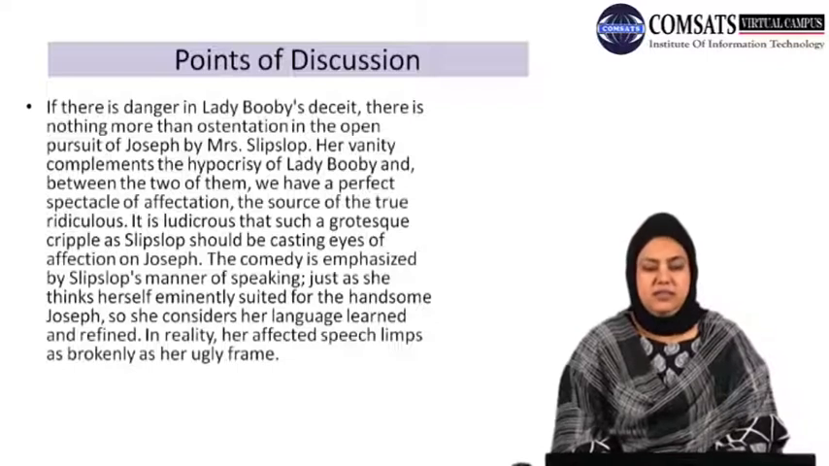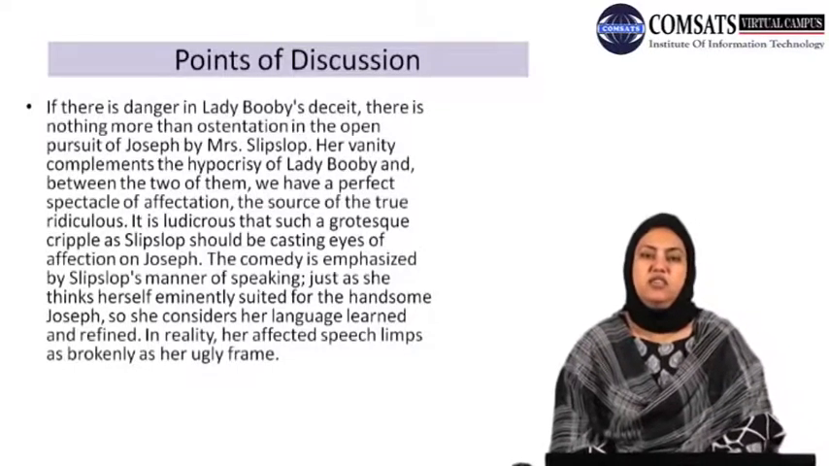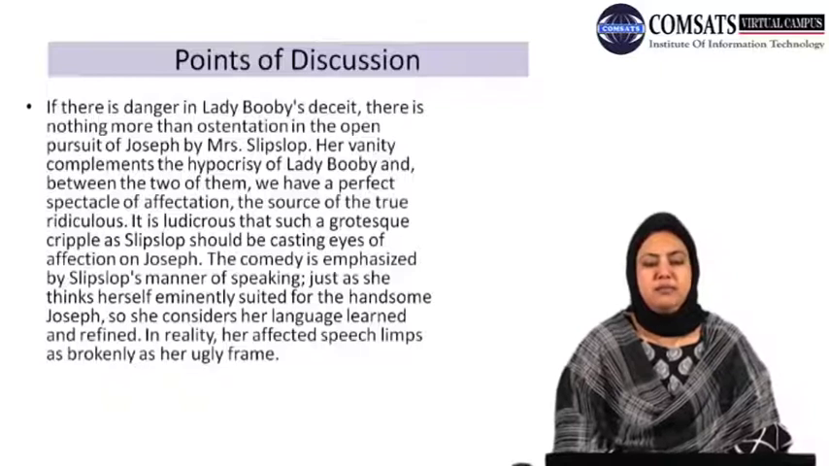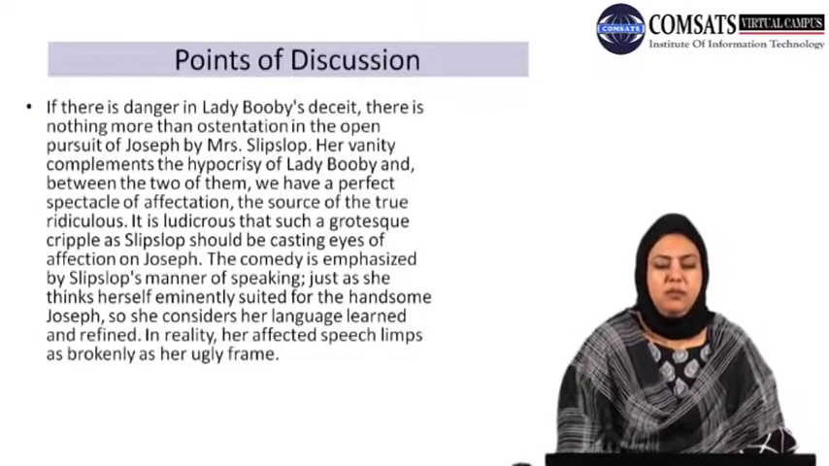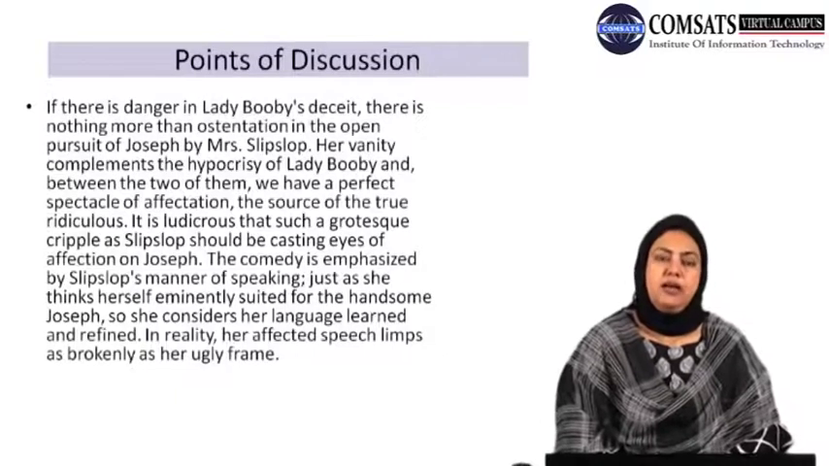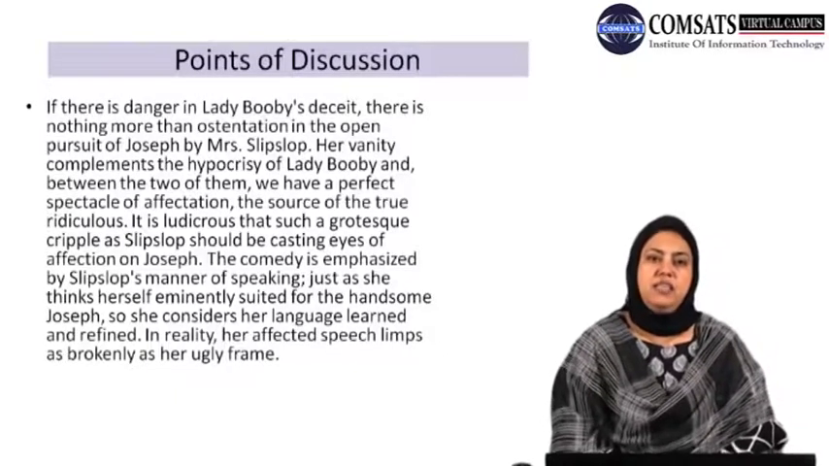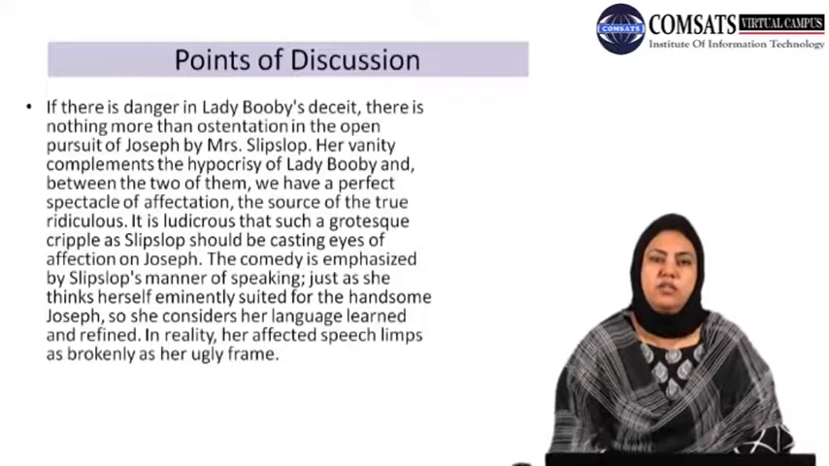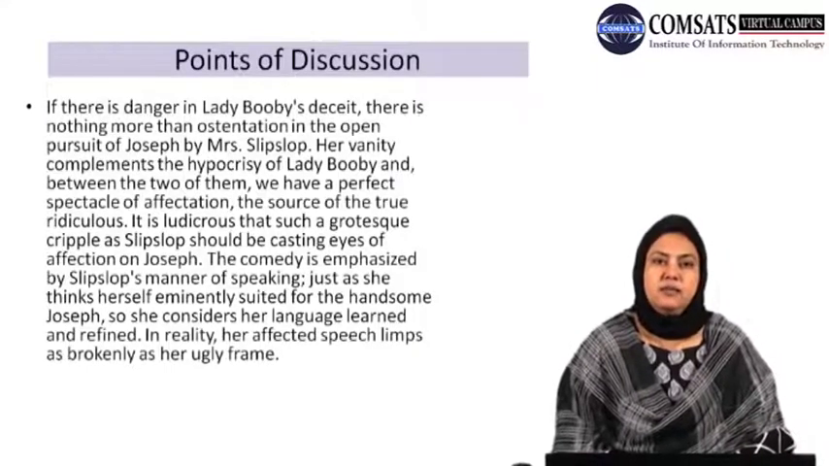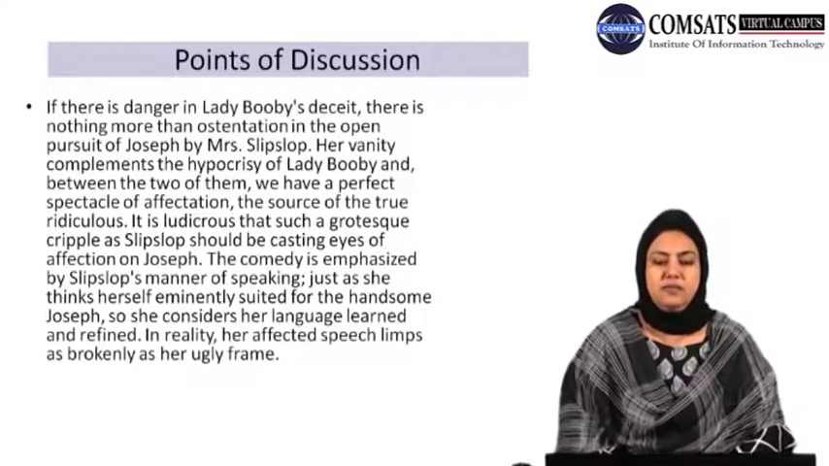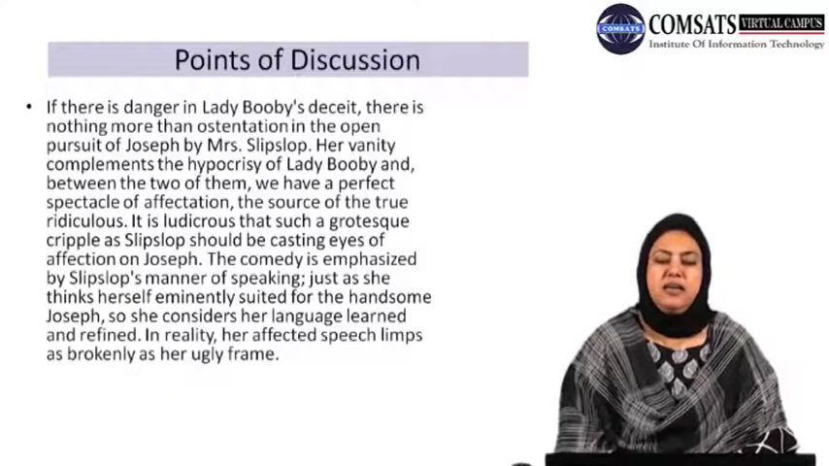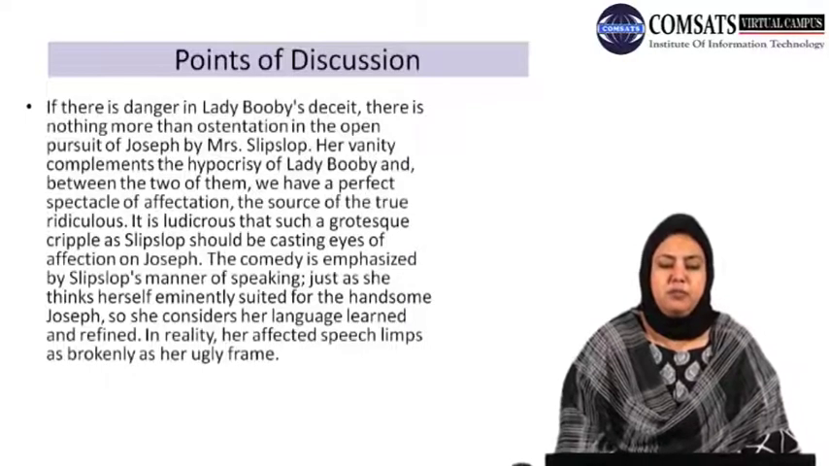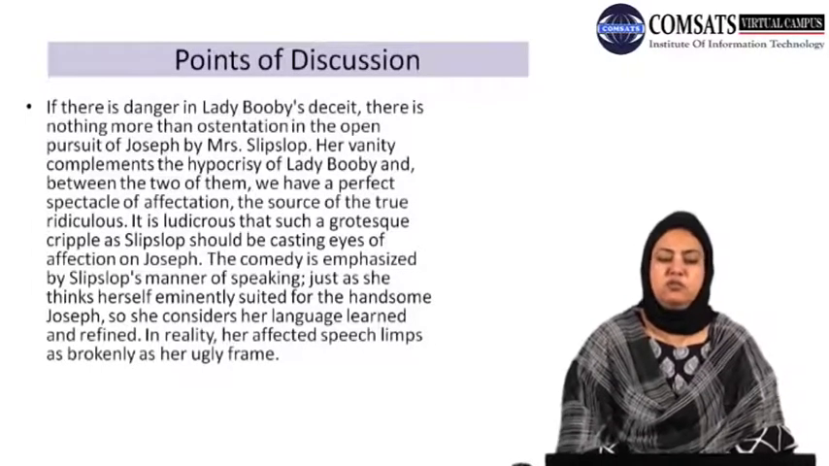Further commenting on this chapter, it is important to point out that if there is danger in Lady Booby's deceit, there is nothing more than ostentation in the open pursuit of Joseph by Mrs. Slipslop. Her vanity complements the hypocrisy of Lady Booby. If you remember, at the outset I talked about the main theme of affectation and Fielding's point of view that the main source of the ridiculous is affectation, which has two causes, vanity and hypocrisy. So here we can compare and contrast the hypocrisy of Lady Booby with the vanity of Mrs. Slipslop, and between the two of them we have a perfect spectacle of affectation, the source of the true ridiculous.